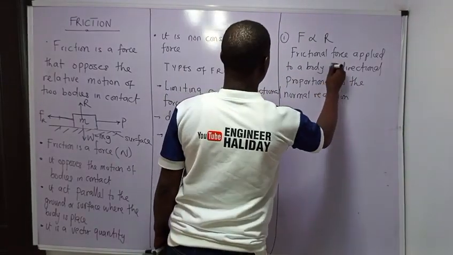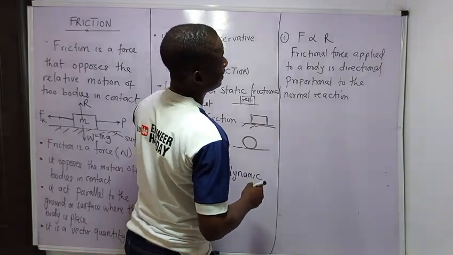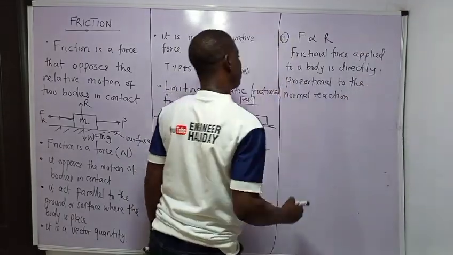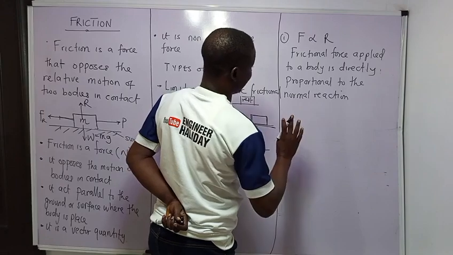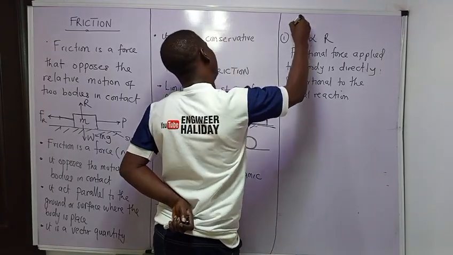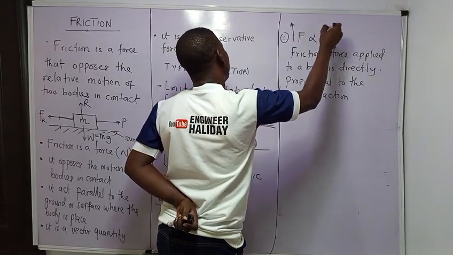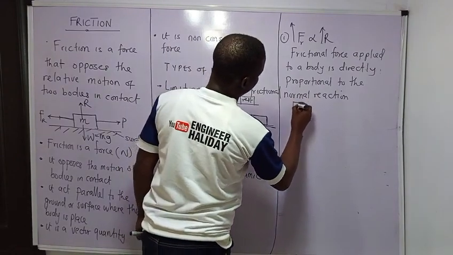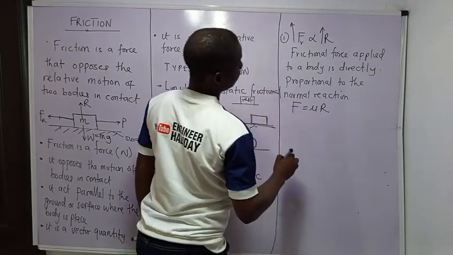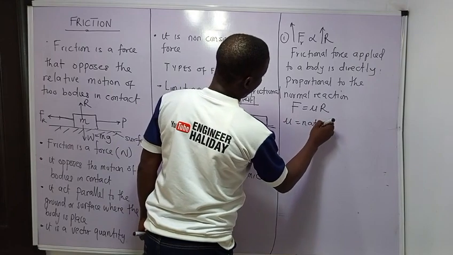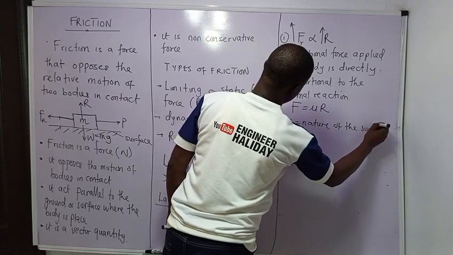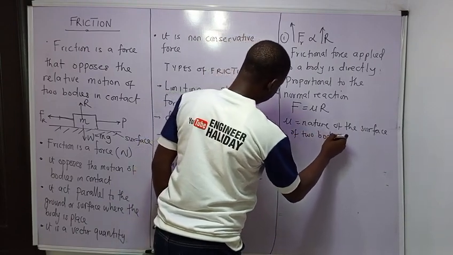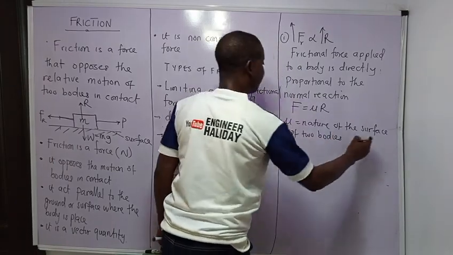That means the frictional force applied to a body is directly proportional to the normal reaction. Look at the board. An increase in normal reaction will increase the frictional force, Fr. If you remove the proportionality, what we have is F equals mu R, where mu is the nature of the surface or surfaces of two bodies.